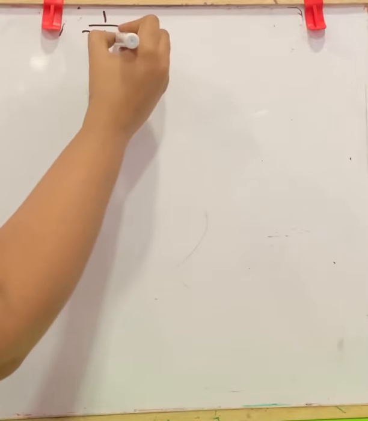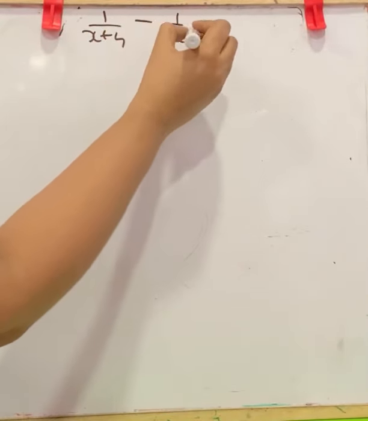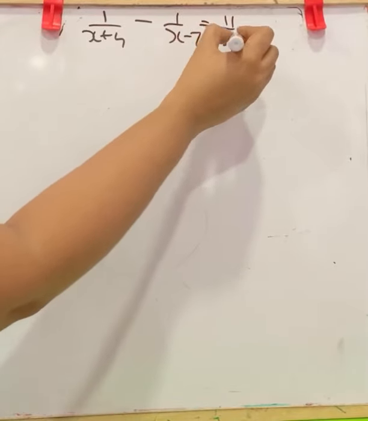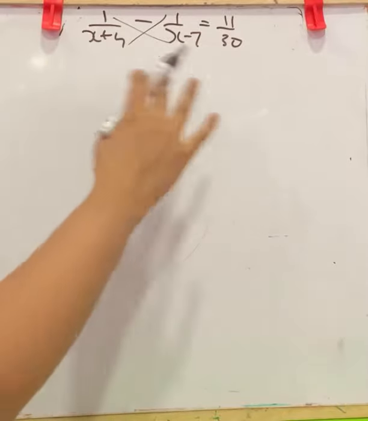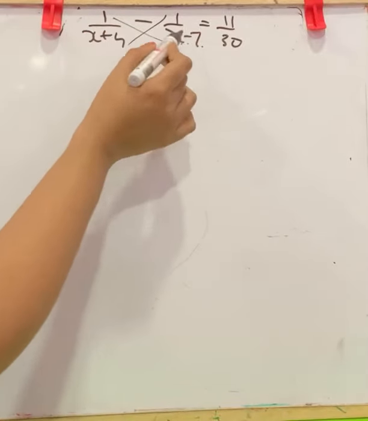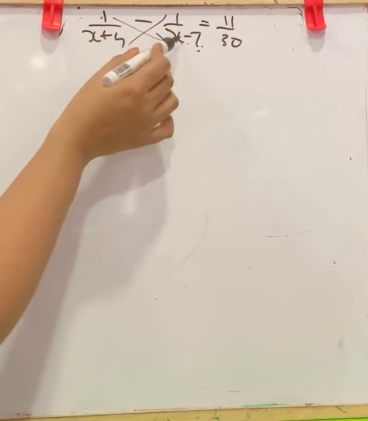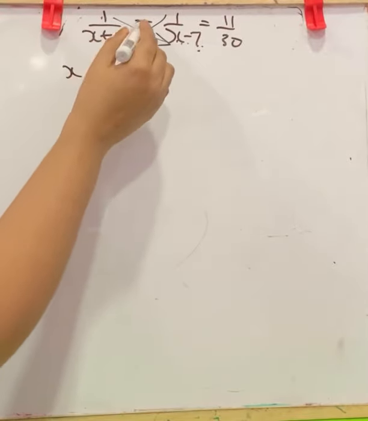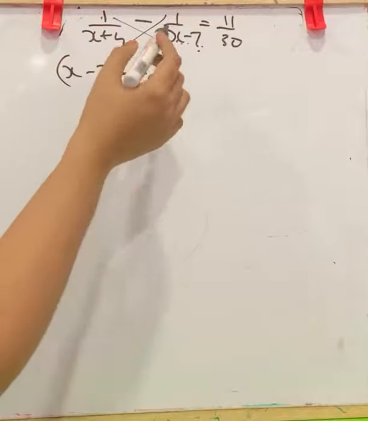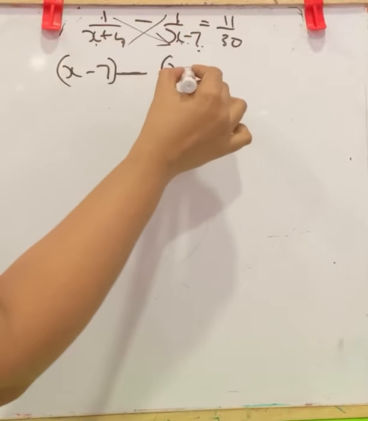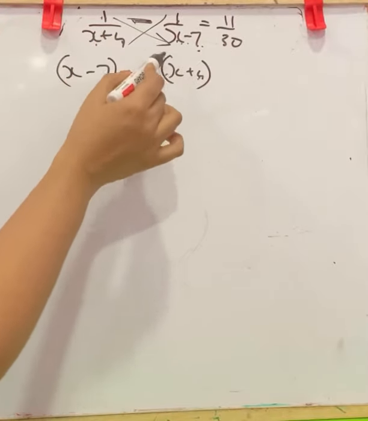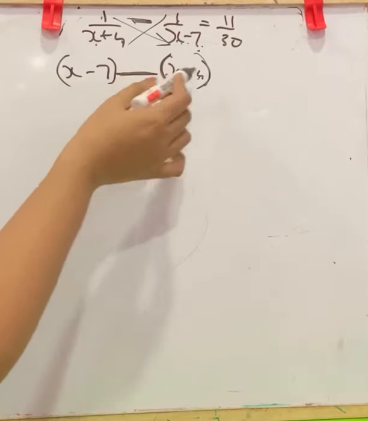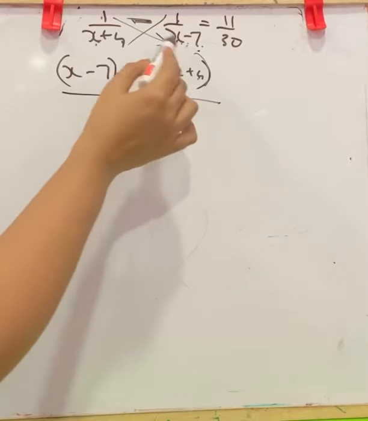Next question. 1 by x plus 4 minus 1 by x minus 7 equal to 11 by 30. Here we have two terms. First we will cross multiply and make the whole denominator. So 1 into x minus 7, this numerator into this denominator, x minus 7. 1 minus is there. 1 into x plus 4, x plus 4. Put a bracket because this minus is for these two terms. So better put a bracket, then you can open it. Okay. Whole by the product of the two denominators.